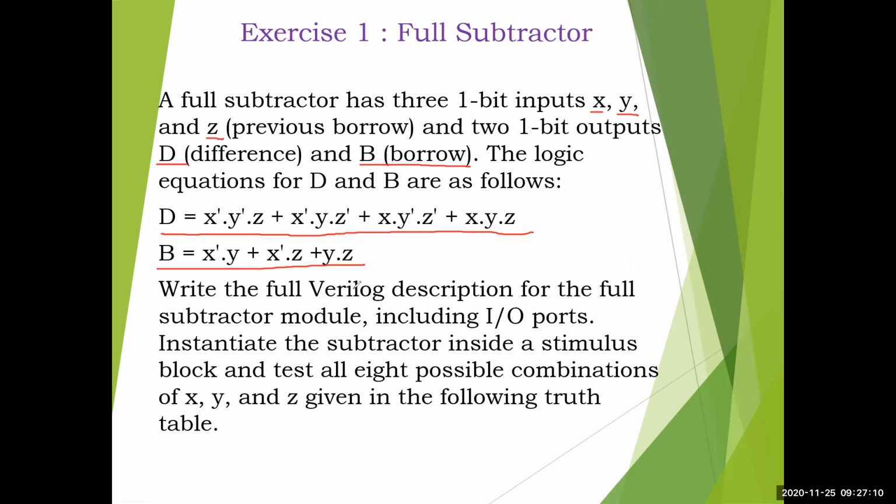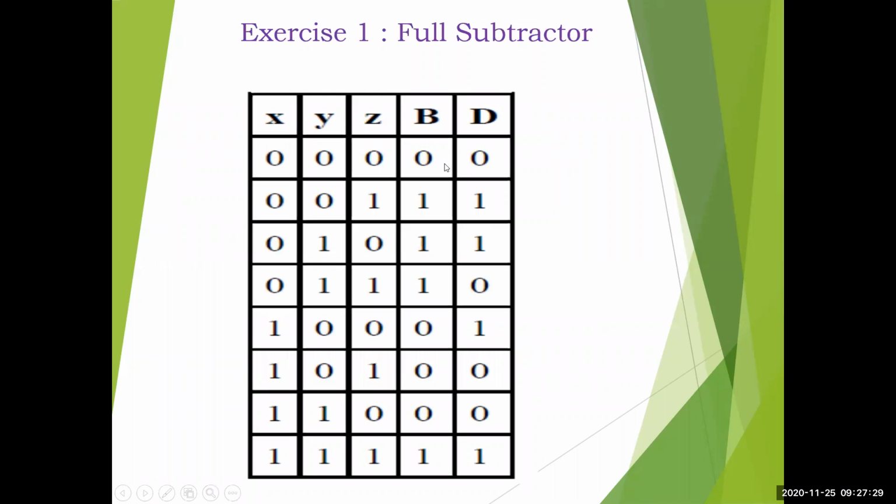Write the full Verilog description for the full subtractor module, including IO ports. Instantiate the subtractor inside a stimulus block and test all the 8 possible combinations of x, y, z given in the following truth table. Even the truth table they have given. In the next slide, we will see that. Okay, so this is the truth table. So the question is given now.